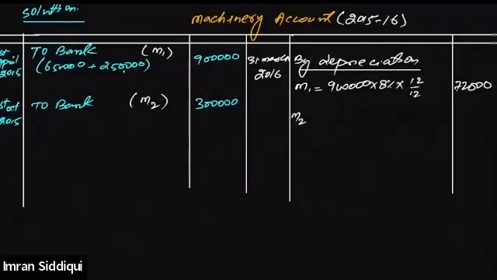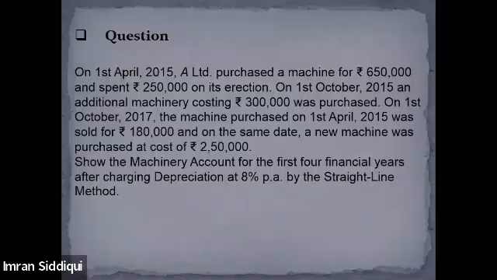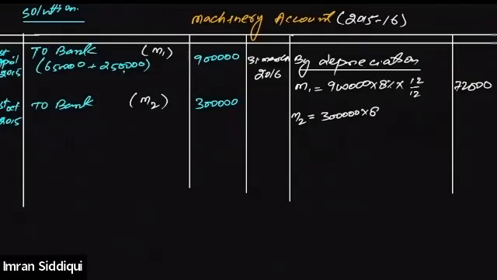Then we'll calculate depreciation on the second machinery, that is M2, by the straight line method again. So 3 lakh into rate of depreciation, again 8% per annum. But this time we'll charge the depreciation for how many months? Anyone please tell me? This time we'll charge the depreciation on machine 2 for how many months?